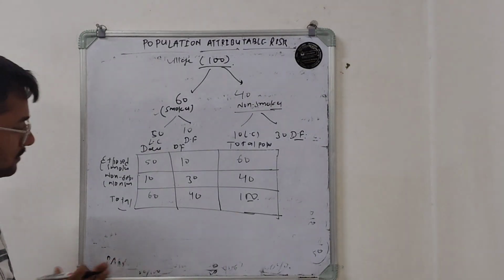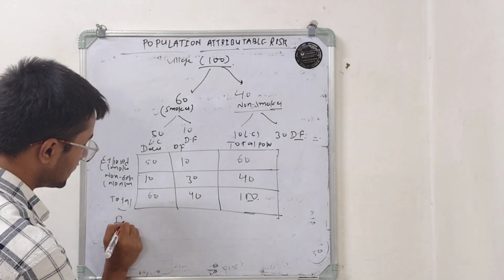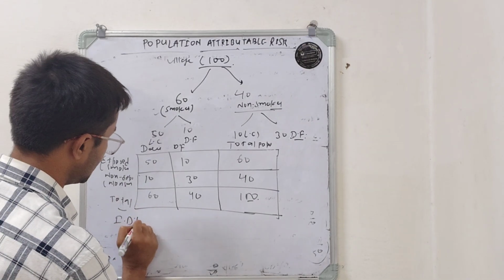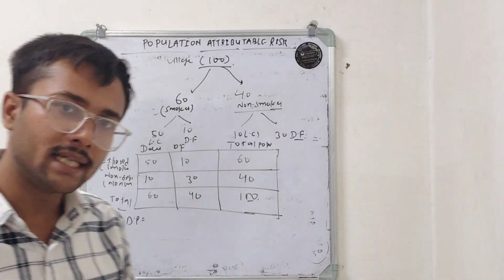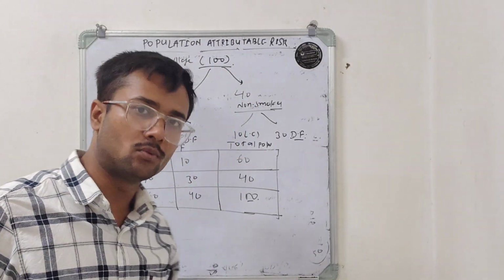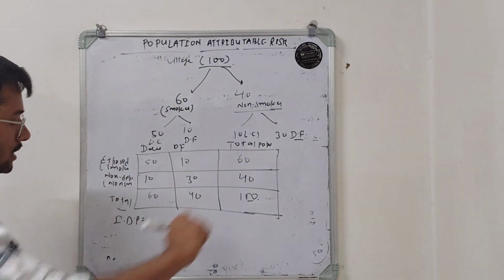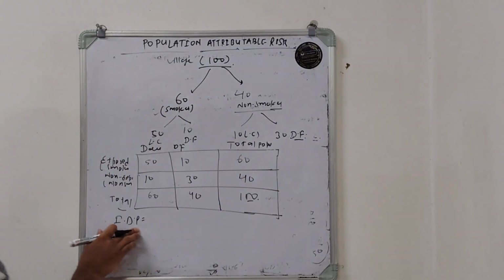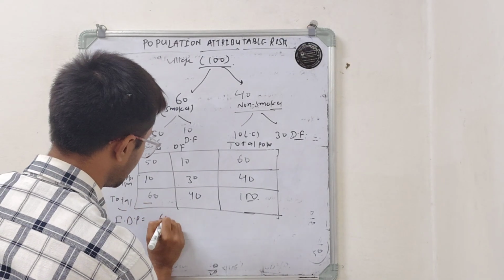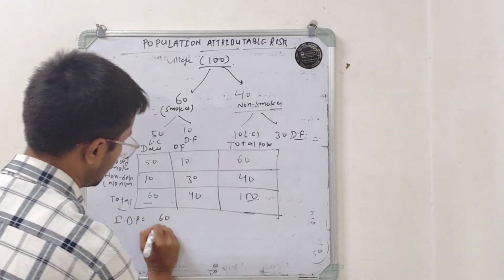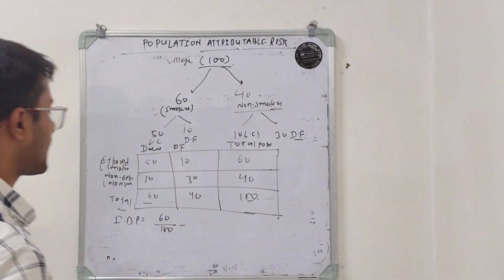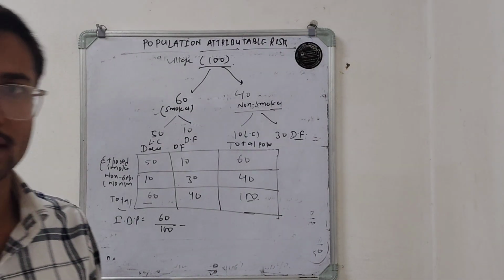So first we try to find the incidence of disease in the population. I mean, in the population, how many persons develop disease divided by the total number of population. In the population, there are 60 who develop disease. What is the total value of the population? 100. Now we subtract the incidence of disease in non-exposed.